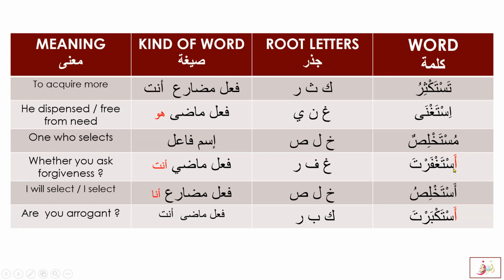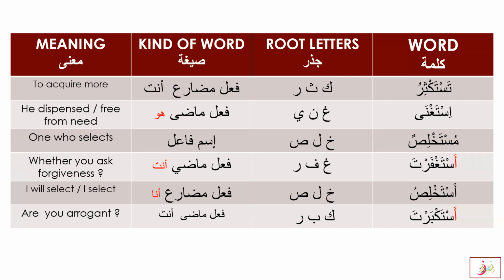The one hamza will be dropped, and this question hamza will remain, and we will get astaghfarta. Alhamdulillah. So this is fa'il madi anta. Whether you ask for forgiveness, we know that we drop all the extra letters, and you will get ghafara, because this is the anta version. The ta is for the anta version, and ghafara are the root letters. You know that this is a marker for family 10.